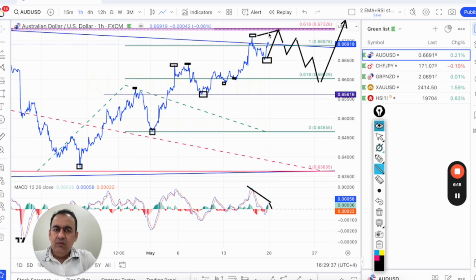So right now we are very close to resistance. I would not recommend to get into a buy trade at the current price. Wait for this discount, wait for the pullback, and then you can join the buyers.